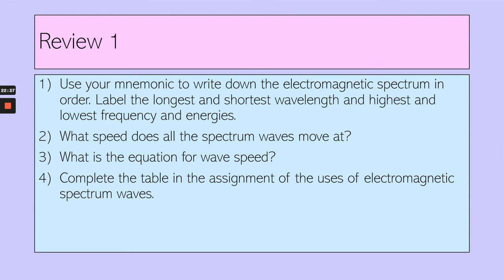In question 2, you need to describe what speed all the spectrum waves move at. So remember, this is the speed of light, and we mentioned this earlier. Next, we need to write down the equation for wave speed. Also, we mentioned this earlier. You then need to complete this table in the assignment of the uses for electromagnetic spectrum waves. You can use the video to help you with these. I'm not going to go through the answers in this video, but I will be looking at your assignments to check what you have put.